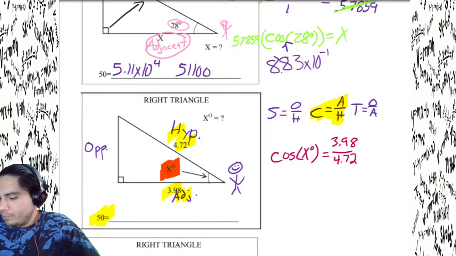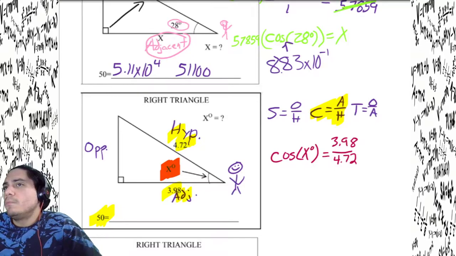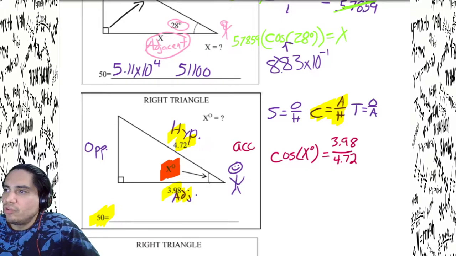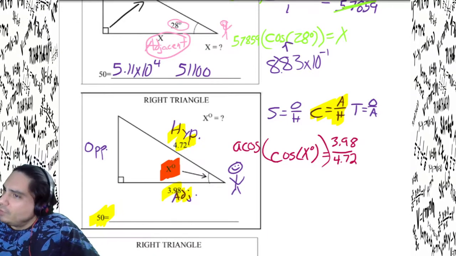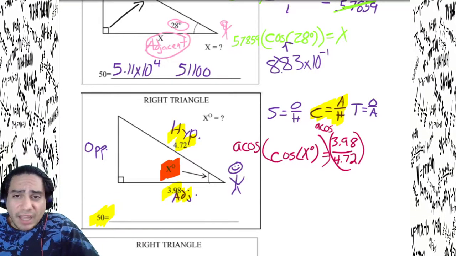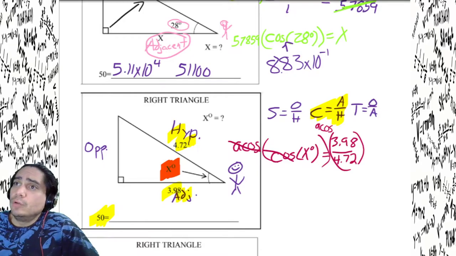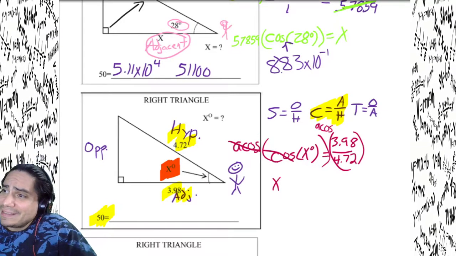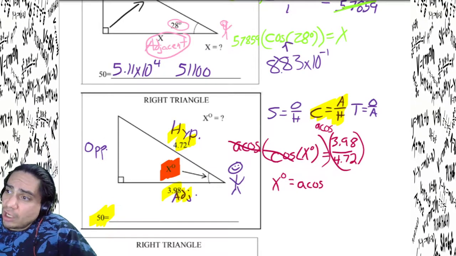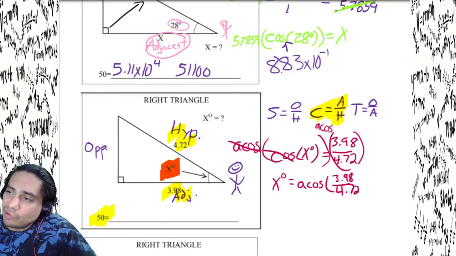Now, it wasn't working, but I had it backwards. Okay, so to cancel out this cosine, we're going to have to do the a cos to this right here. But whatever you do to the left, we gotta do to the right. So this a cos cancels out, but we still gotta leave that a cos over here. So x degrees is now going to equal the a cos of 3.98 over 4.72.